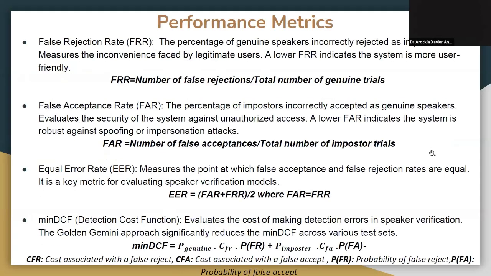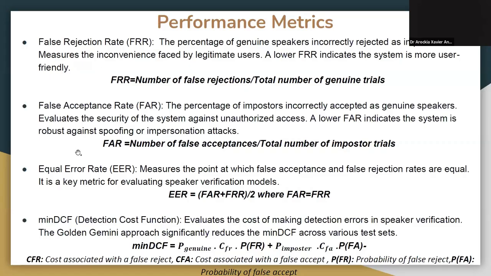The applied performance metric is equal error rate. That is the most important one. It depends on the false rejection rate as well as the false acceptance rate. Now, what is this false rejection rate? The percentage of genuine speakers incorrectly rejected as imposters. So it measures the inconvenience faced by legitimate users. A lower FRR indicates the system is more user friendly.